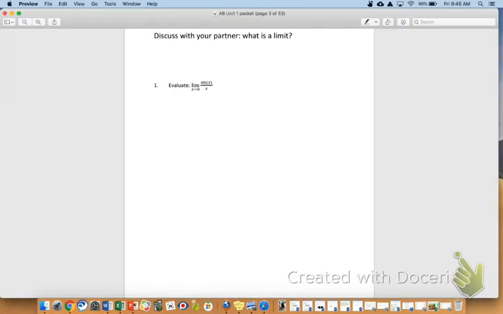Discuss with your partner, folks at your table here, what is a limit? And leave yourself some space to write some other stuff, but I want you to write it down. Leave space to write other stuff.